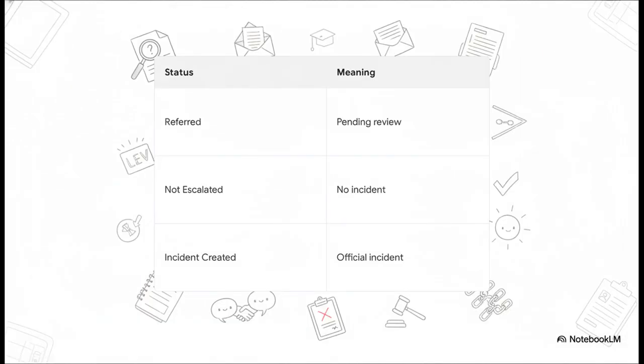Pay really close attention to the status column on that dashboard because it's going to show one of 3 distinct outcomes. Referred simply means your submission went through and is pending review by admin. Not escalated means the admin reviewed it but determined it doesn't warrant an official discipline incident. Maybe they resolved it with a quick hallway conversation. An incident created means the admin reviewed it and it is escalated into an official incident with resulting consequences.